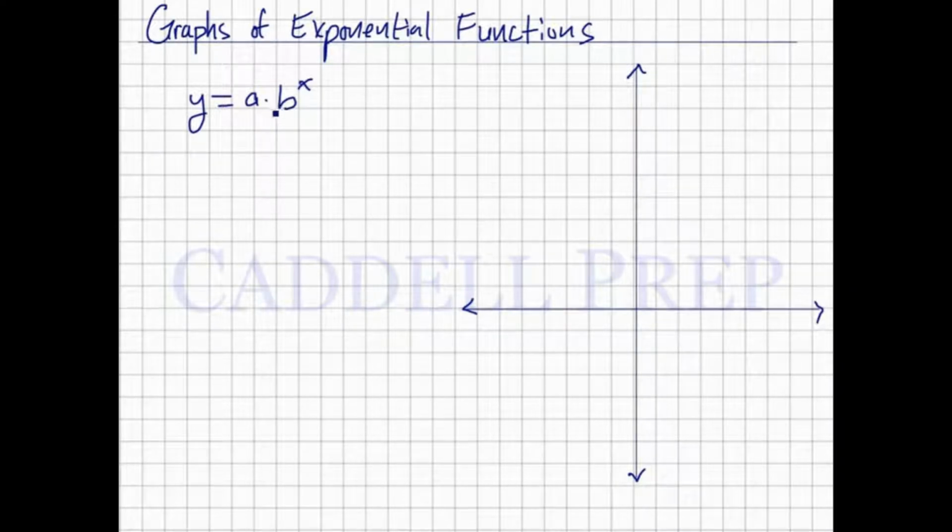So a and b are constants. Let's first look at ones when a is 1. So we really just have b to the x. Okay, and for demonstrative purposes, let's say y equals 2 to the x is the function we're going to look at. So b is 2. Alright, let's look at some specific points.